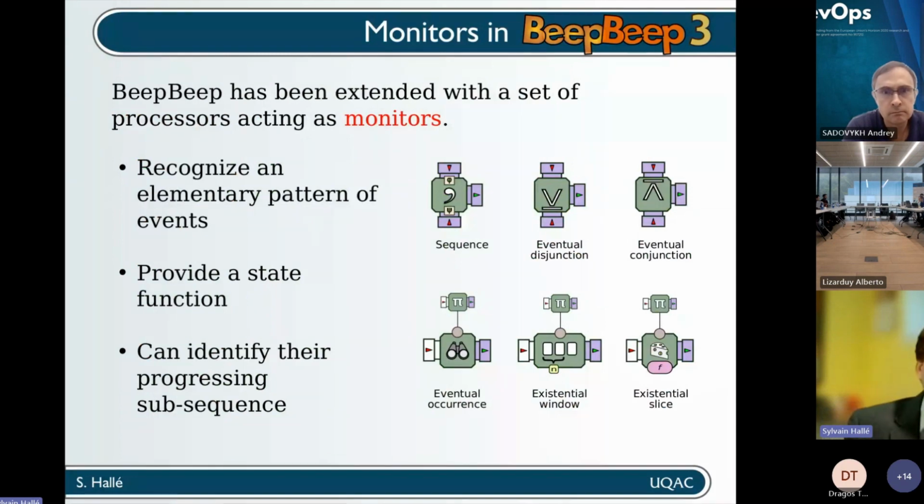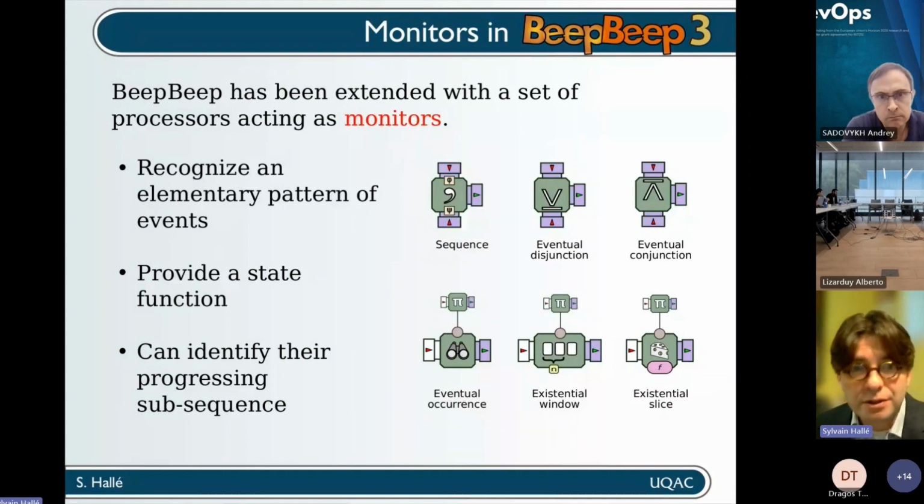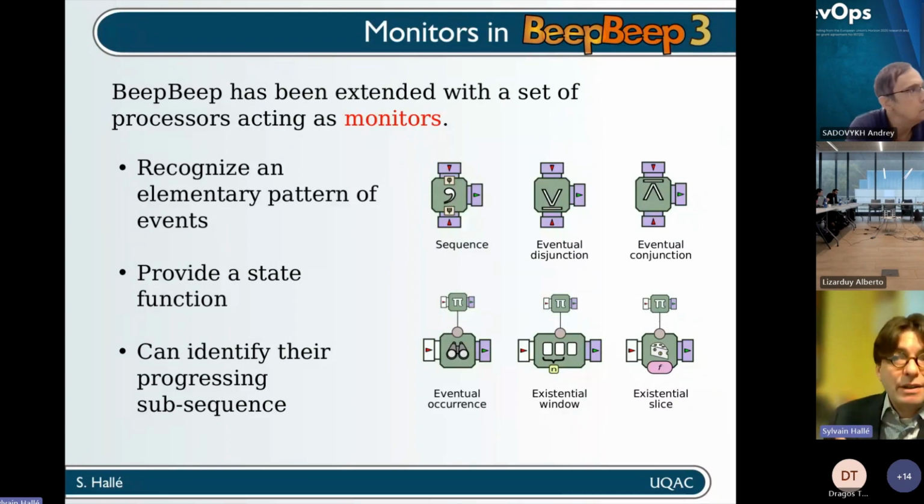So BeepBeep has been extended with a set of processors that act as monitors. Each of these boxes recognizes an elementary pattern of events. For example, something followed by something else, or two things occurring at the same time. They each provide a state function, so they can express what their internal state is at any moment, because we see that this is necessary in order to apply the pruning tactics that I described. And each of these boxes can also identify its progressing subsequence. So if you ask, from what you read so far, what are the events that correspond to the progressing subsequence, they can provide this information.